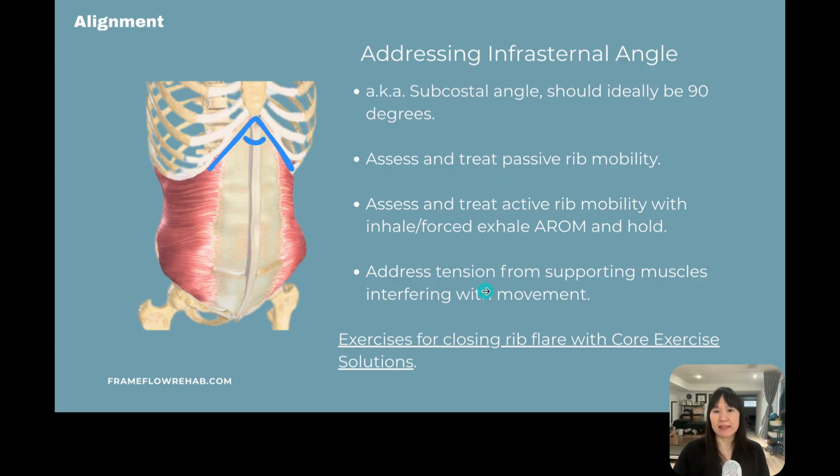And then, of course, lastly, addressing tension from any other muscles that can be interfering. So back to the lats, for example. If they're really locking down the backside of the body, it can be really difficult for those ribs to expand posteriorly.